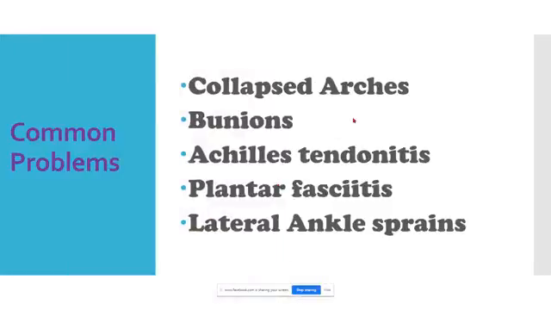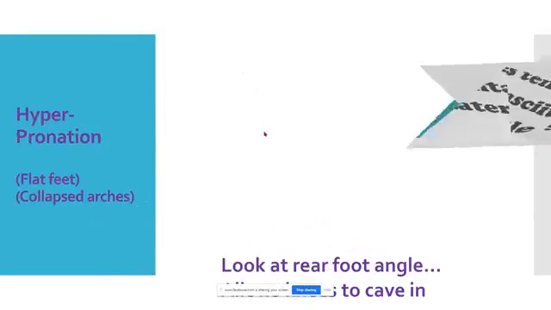Okay, so we are just going to briefly talk about the most common problems we see with foot and ankle problems. This list right here is probably the most common problems that we see here in our physical therapy clinic with the foot and the ankle. So we've got collapsed arches, bunions, Achilles tendonitis, plantar fasciitis, and like I talked about before, lateral ankle sprains. Let's dive just a little bit deeper into each one of those.